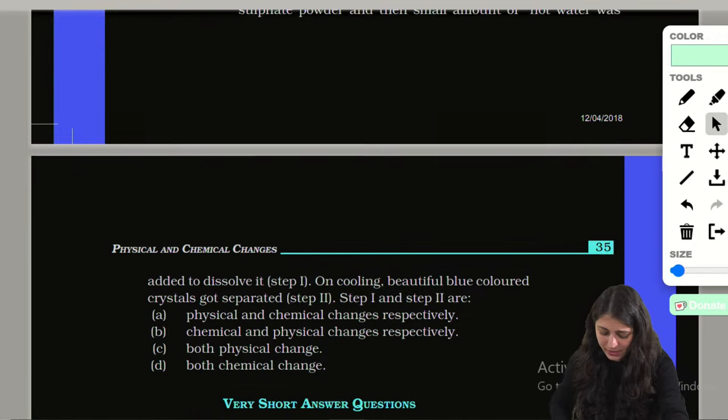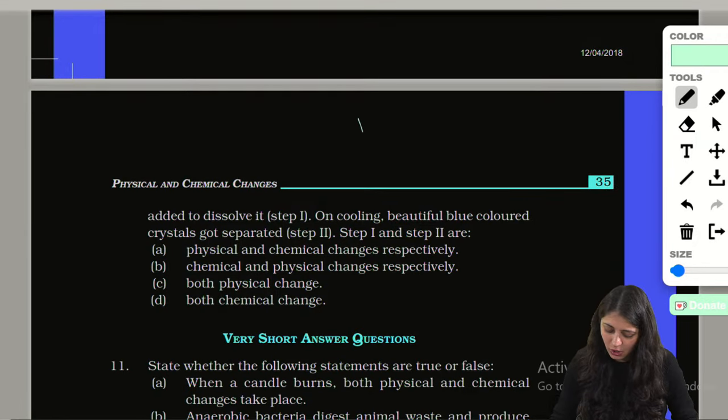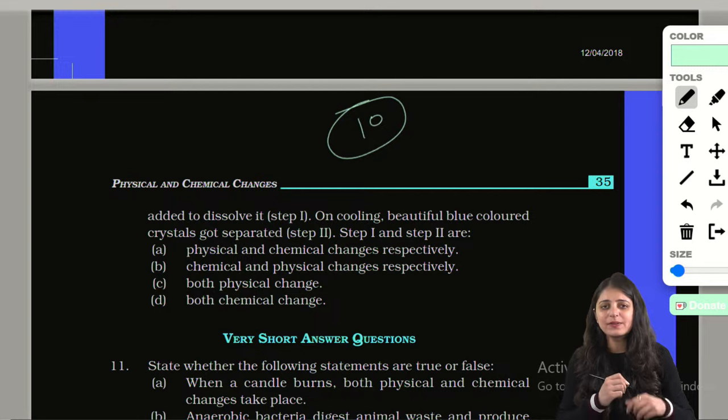Alright, so with this, we are done with this chapter as well. How many of you got above 7 out of 10? Give me a quick thumbs up if you got above 7.